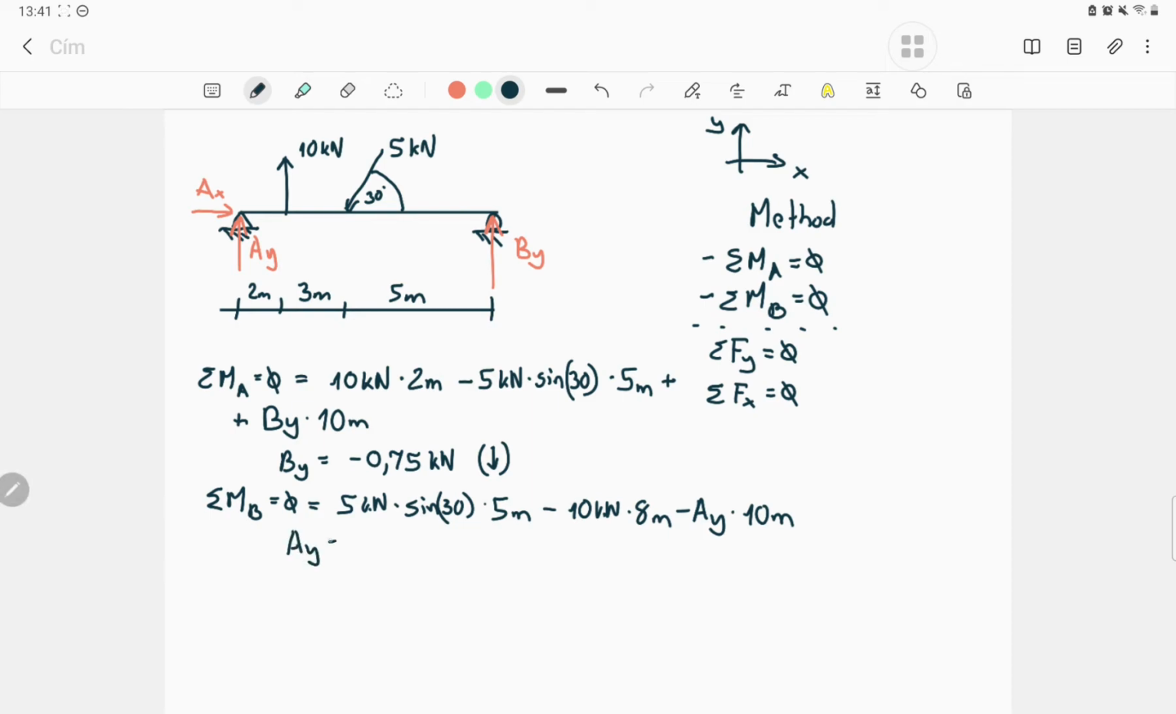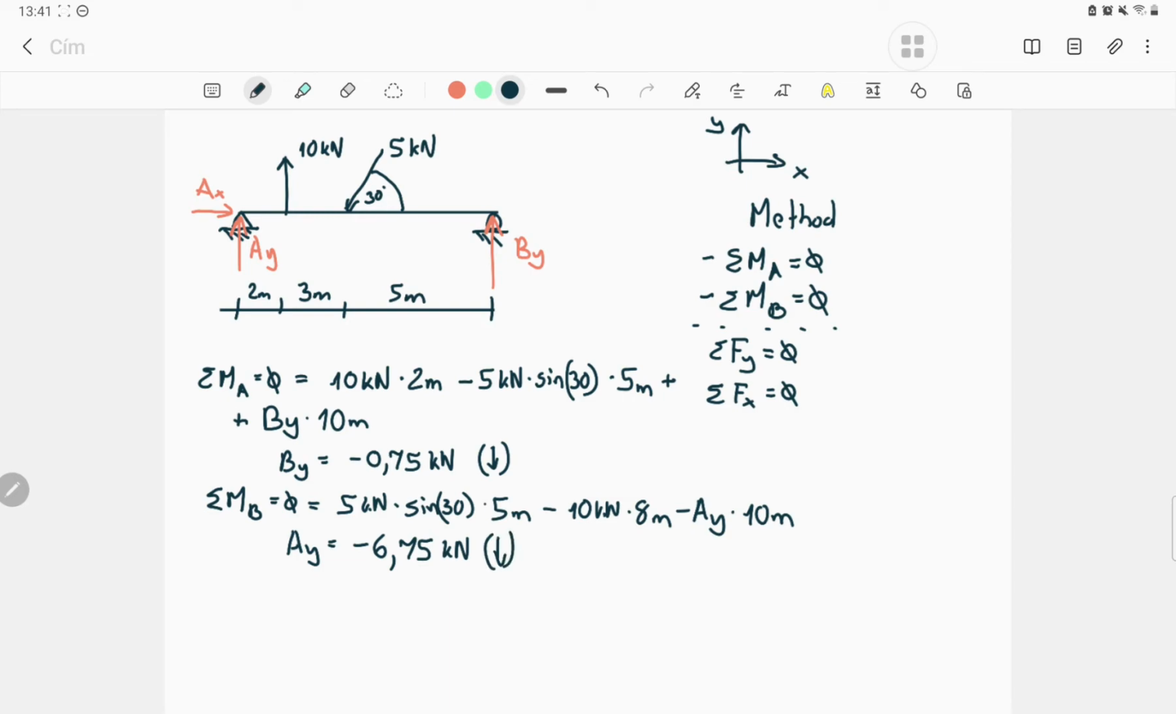Okay, the method is the same. We will calculate and we will check the sign. 5 times 5 times sine 30, minus 80. This is negative, but when I move it to the other side, it will be positive, and divide by negative 10, so the result will be negative, minus 6.75 kilonewton, so not up, but downwards, if it is good.